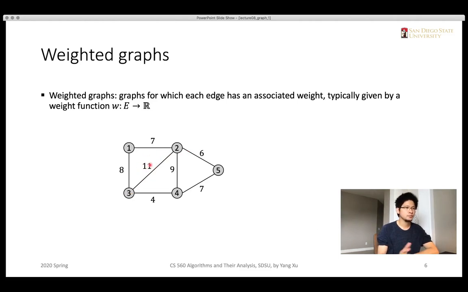Okay, one thing you may want to notice is that this weight could be a real number, or it could be negative, it could be 0. It doesn't necessarily need to be an integer. So these numbers like 7, 8, 11, 9, 4, 7, 6, they are not integer indices. They could be any numbers.